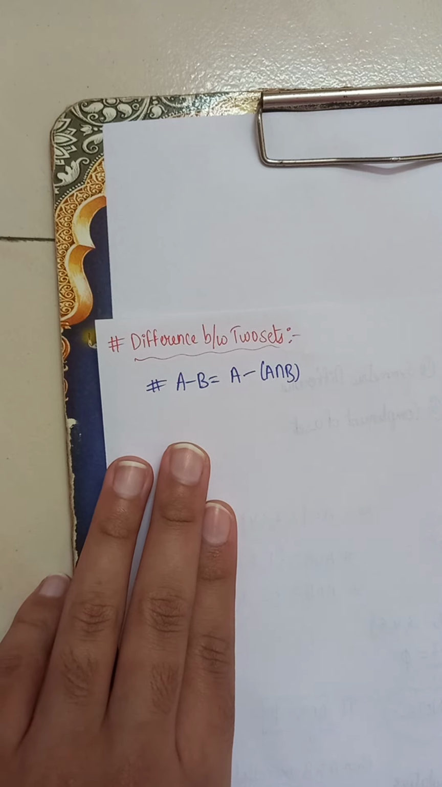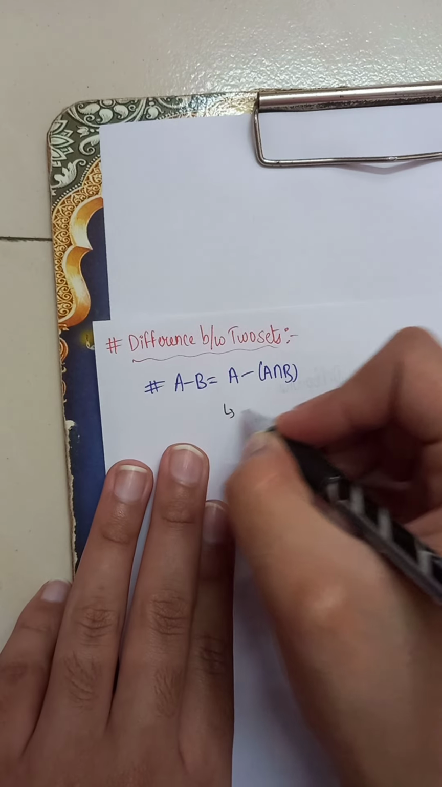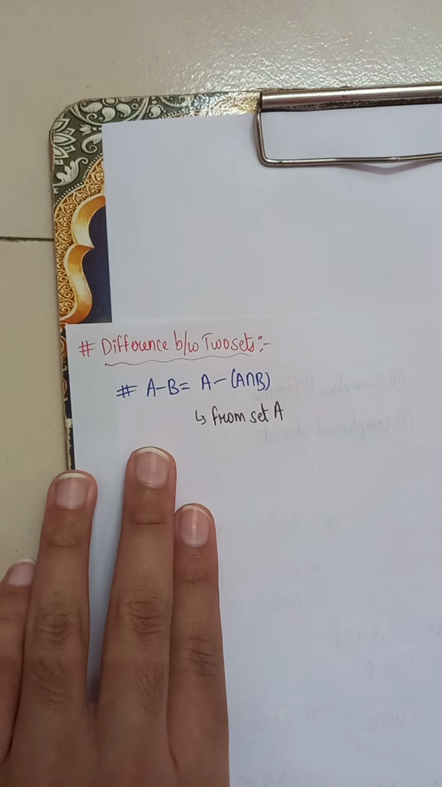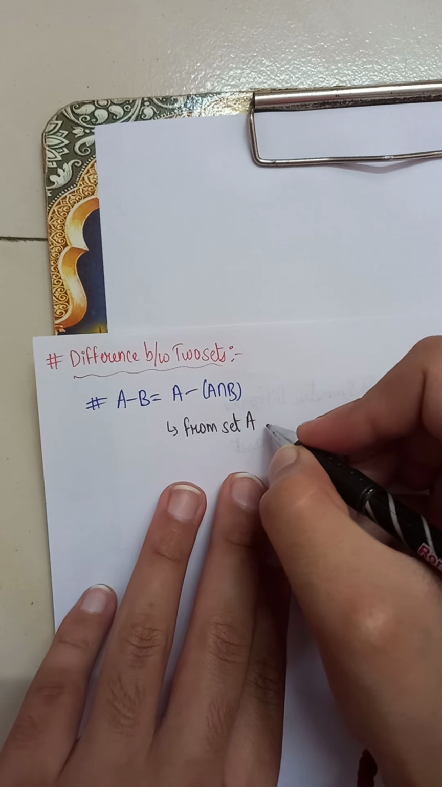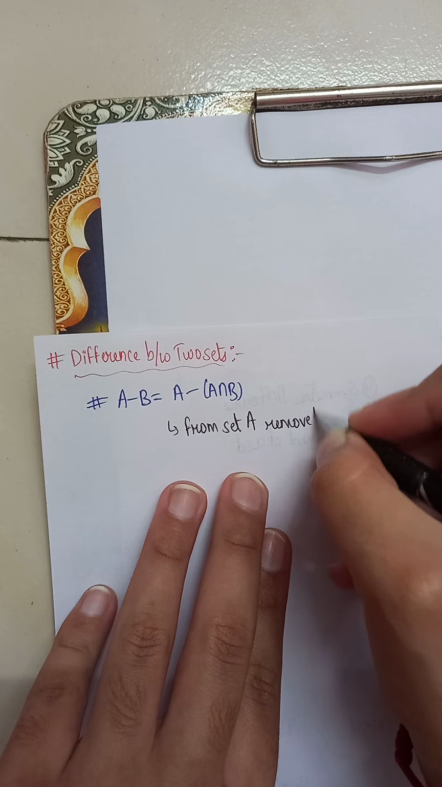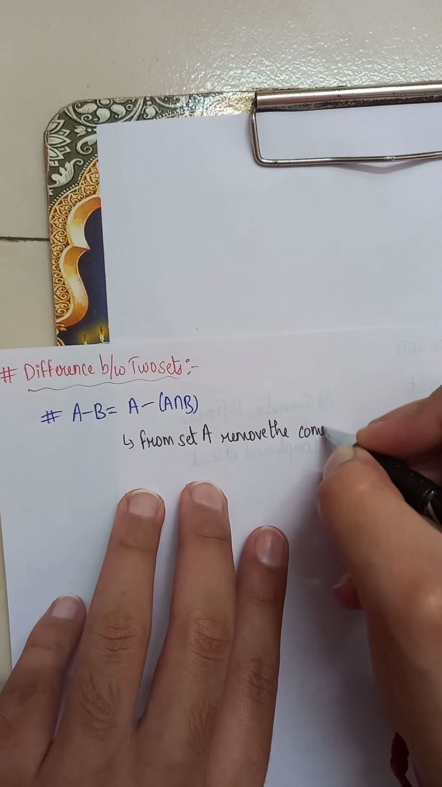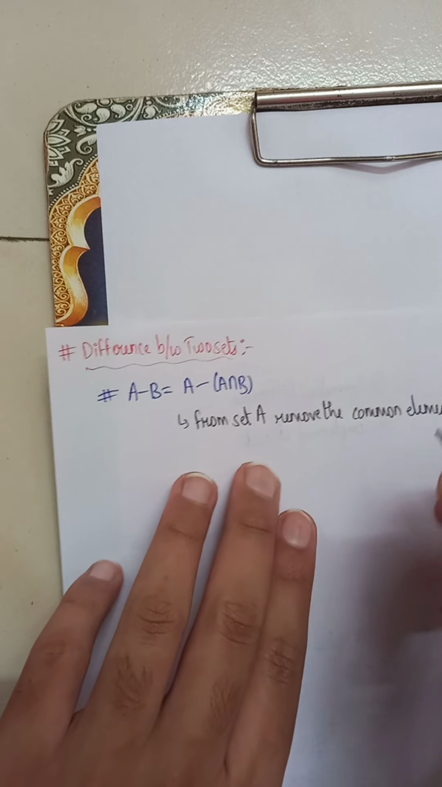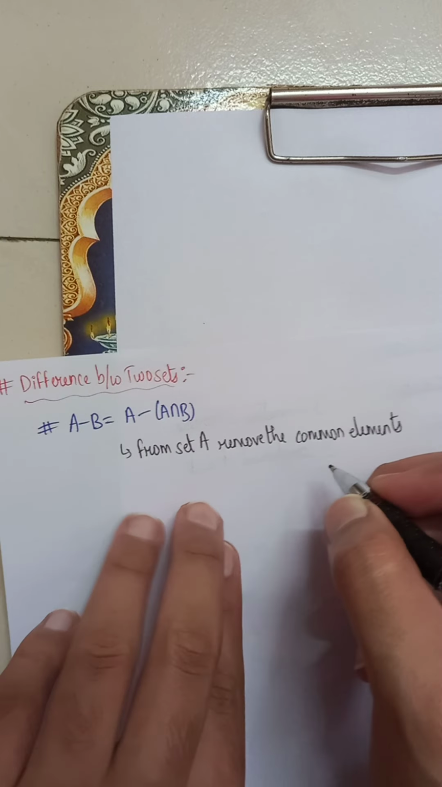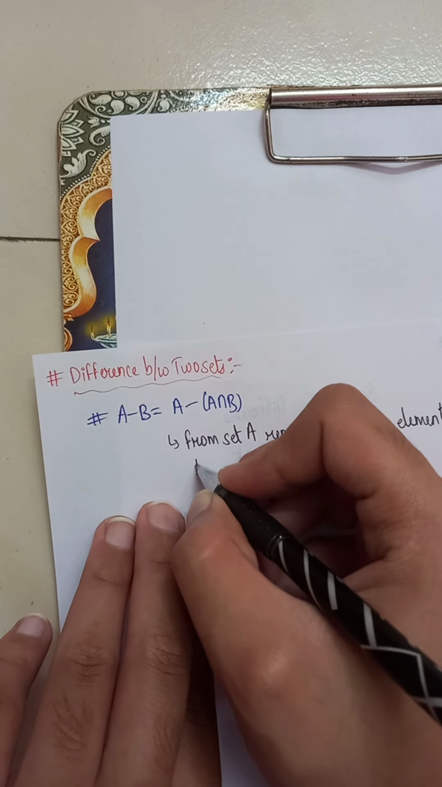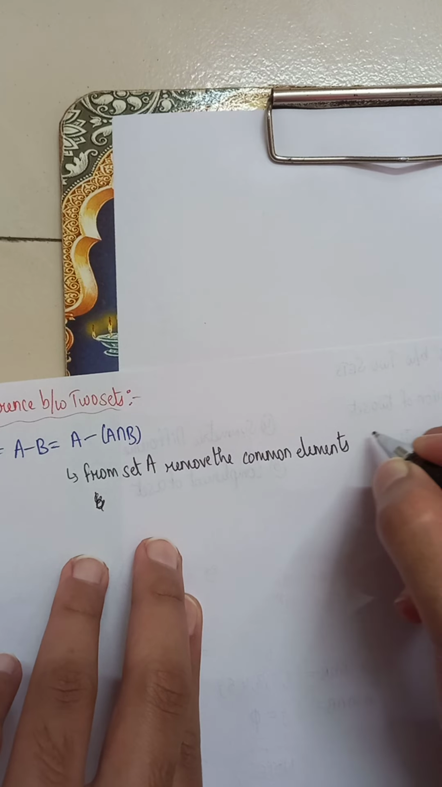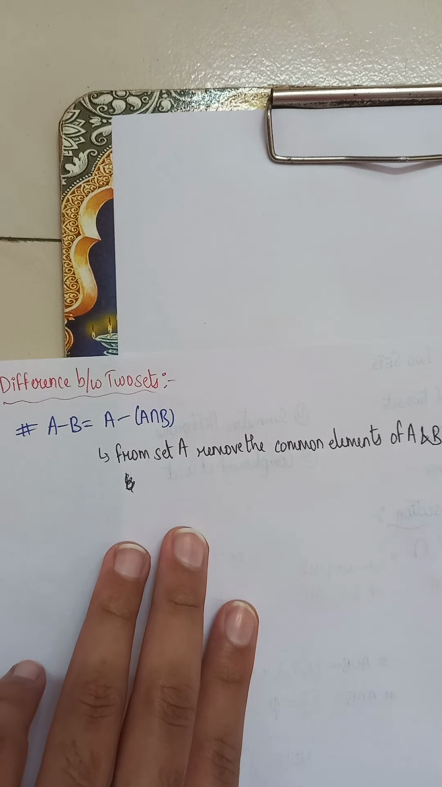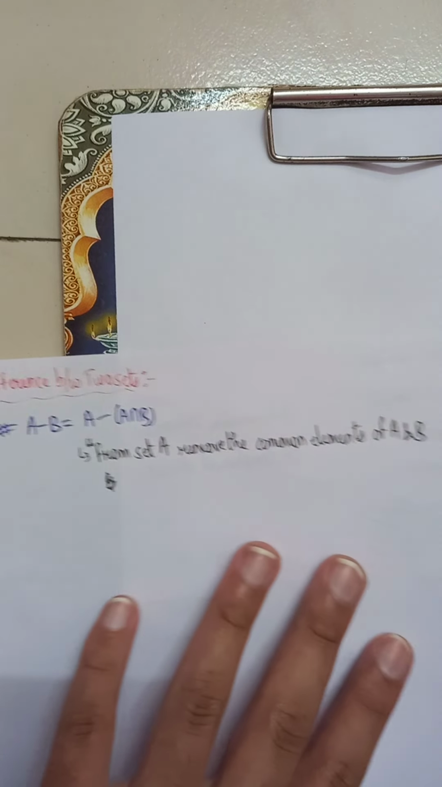It means that from set A, remove the common elements between A and B. Remove the common elements of A and B. You'll understand this more clearly when I explain it to you with an example.